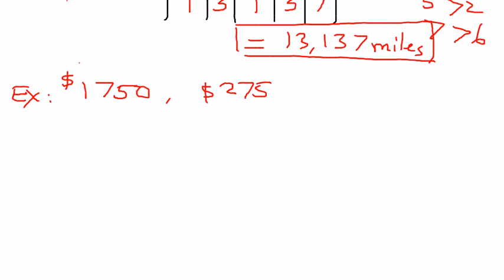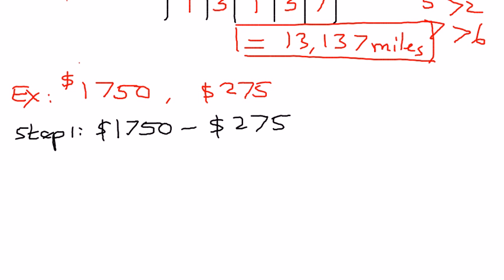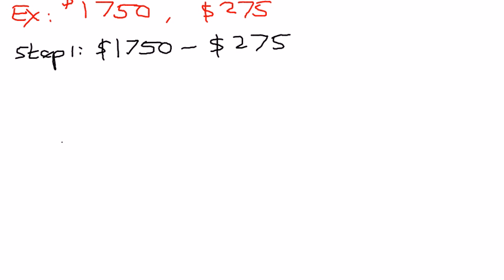So if we were to look at this type of application problem, isn't this a subtraction problem? Yes, it is a subtraction problem. So step number one, let us write it down as a subtraction problem. We want to subtract $275 from $1,750. So 1750 minus 275. So that is what it is. We're going to subtract 275 from 1750.